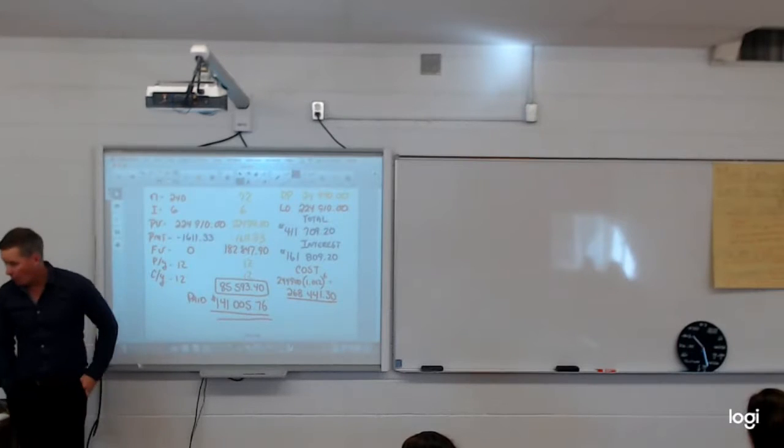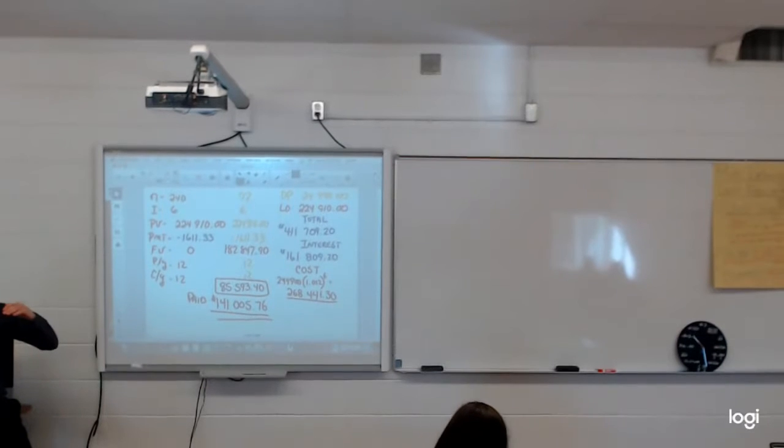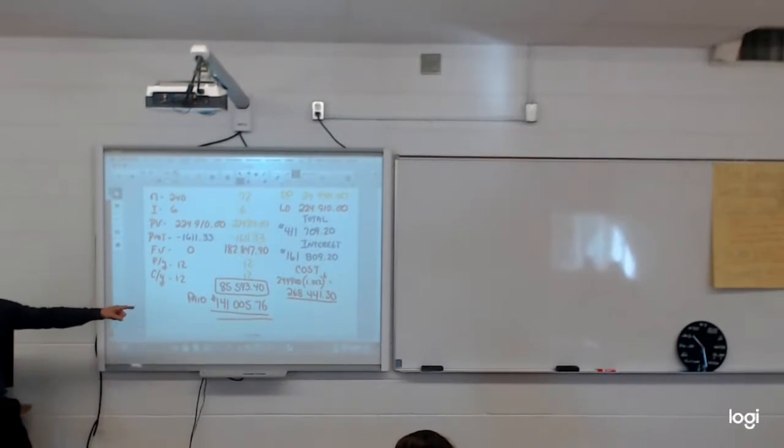Okay, so after 6 years, she paid $141,005.76. She sold the house and made $85,593.40. She made $85,593 off the sale of her house. That's what went into her account. How much did it cost her to live in the house for 6 years?